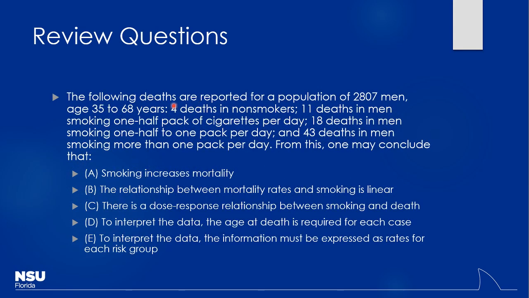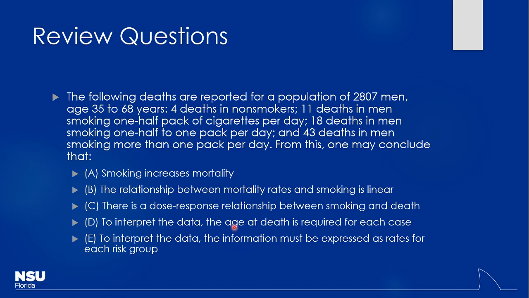How about this? Let's say the following deaths are reported in a population. We have 2,807 men aged 35 to 68. We have 4 deaths in non-smokers, 11 deaths in men smoking less than half a pack of cigarettes per day, 18 in men smoking half to 1 pack per day, and 43 deaths in men smoking more than 1 pack per day. From this, what can we conclude? Smoking increases mortality. The relationship between mortality rates and smoking is linear. There's a dose-response relationship between smoking and death. To interpret the data, the age at death is required for each case, or to interpret the data, information must be expressed as rates for each risk group.